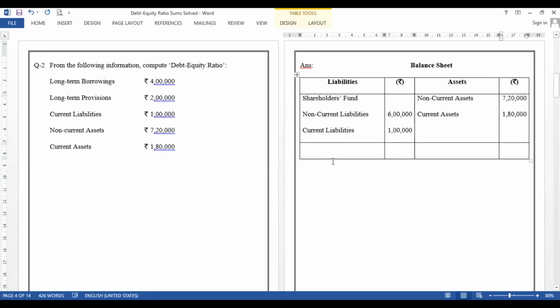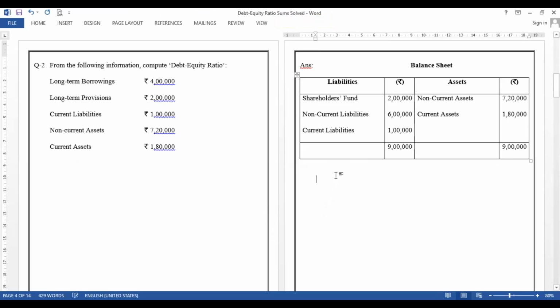By placing the values in the balance sheet, we come to know that shareholders fund is not given to us. We'll get that by deducting the non-current and the current liabilities from the total assets. Total of assets will be 7,20,000 plus 1,80,000, that is 9 lakh rupees. The same will be total of liabilities as well. Out of 9 lakh, 6 lakh plus 1 lakh is non-current liabilities and current liabilities, so 7 lakh, and the difference will be 2 lakh. That will be my shareholders fund. So I'm done with the calculation of shareholders funds, that is equity, and debts we are well aware of.